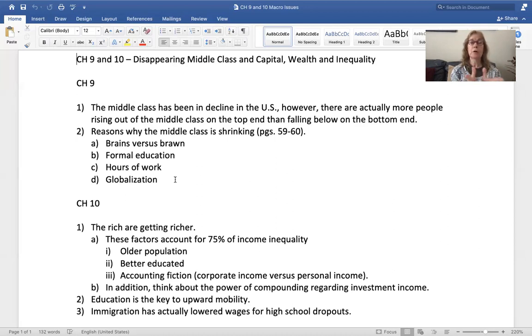Also, they don't mention this in the book, but think about this. Sure, there is an increased demand for jobs that require a skill or a degree, but this is what's not mentioned in the book. Think about the demand for welders. Think about the demand for plumbers and truck drivers.